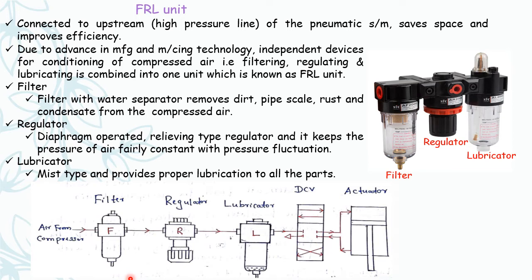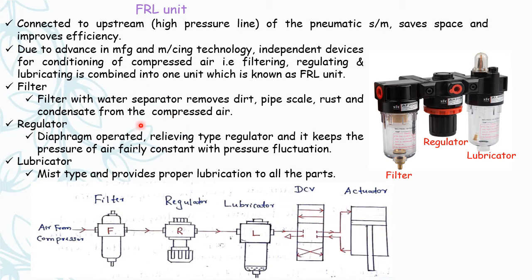Let's start with FRL unit. So you can see a small image on the right hand side here showing filter, regulator and lubricator, which is your FRL unit, that is secondary air treatment before the air is used for actuation. And here below a schematic diagram is shown, which you have to draw in the exams, showing a filter, regulator and lubricator, direction control valve and an actuator.